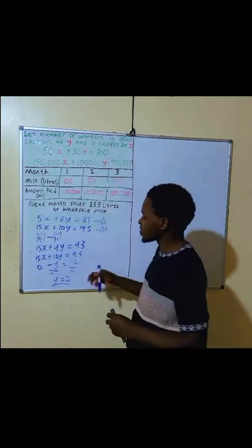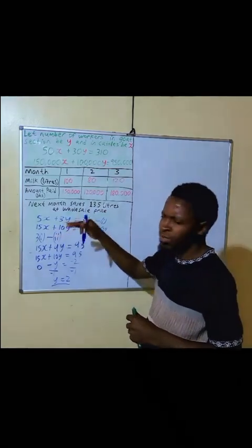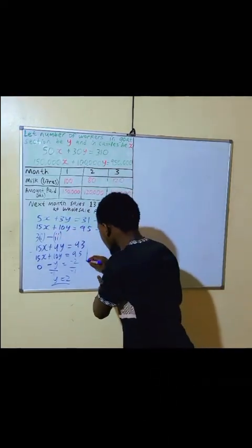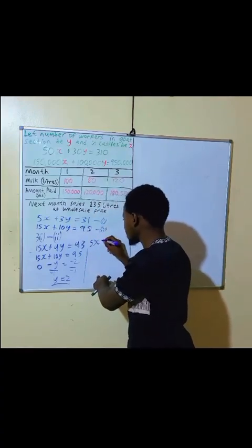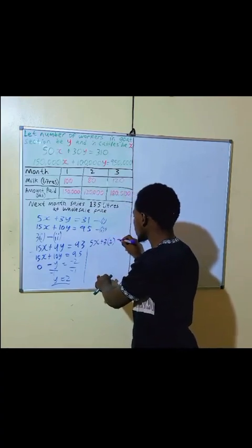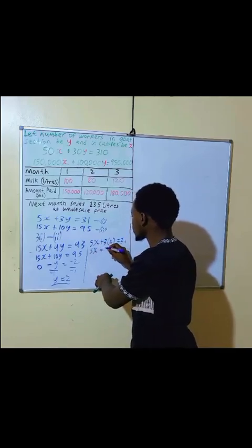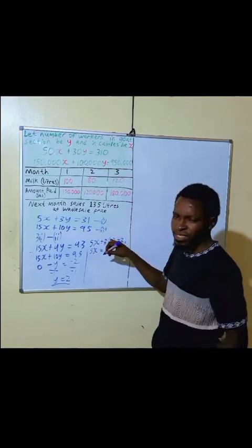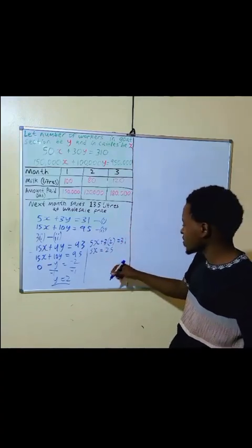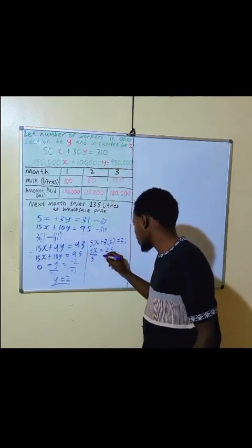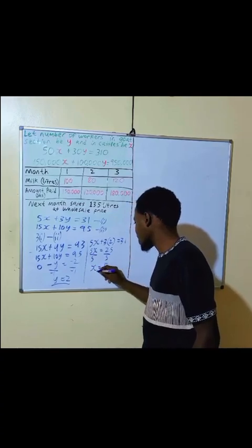Then to get the value of x, I'm going to just substitute this y in one of the two equations that I'm having here. First of all, let me substitute this 2 in the first equation. I get 5x plus 3 into 2 equals 31, which means 5x equals 25, because 3 times 2 is 6, and once 6 crosses the border, it becomes negative. 31 minus 6 is 25. I divide by 5 on both sides, and I finally get x as 5.